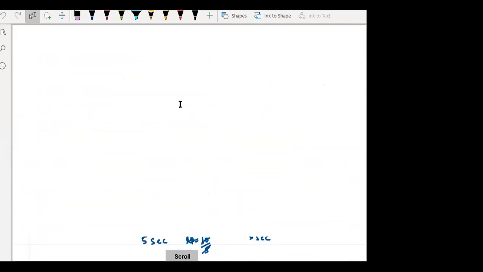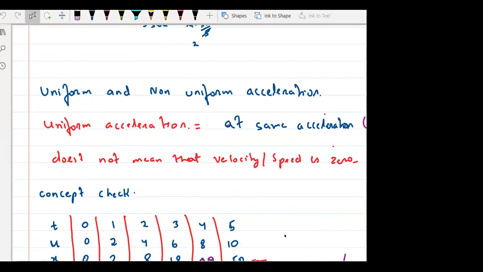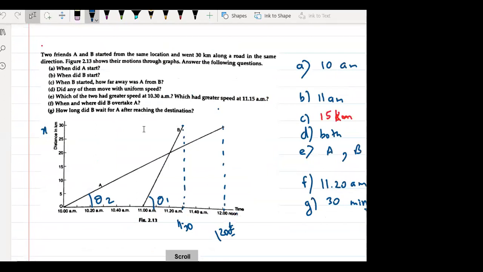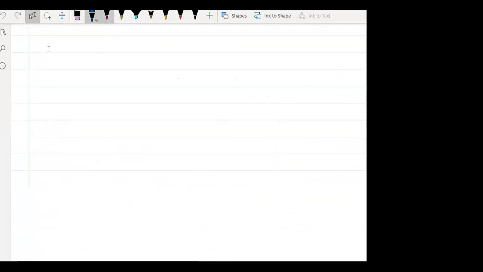Now, we have a small topic which we still need to cover in graphs. First of all, let me ask you, what are the different types of graphs? I'm not talking about bar graph or pie chart. I'm talking about physics, what we have studied: uniform and non-uniform, the distance-time graph. Very good. So it is the graphical representation of motion.